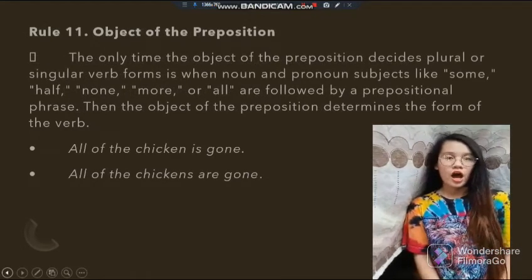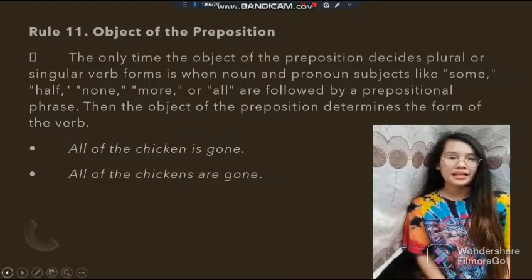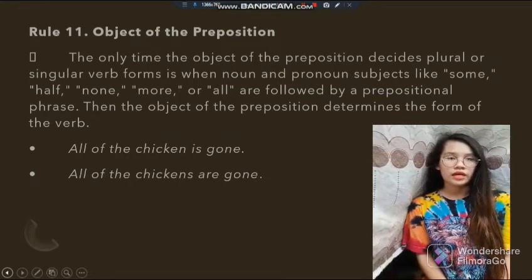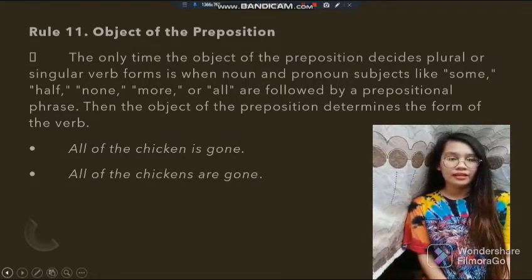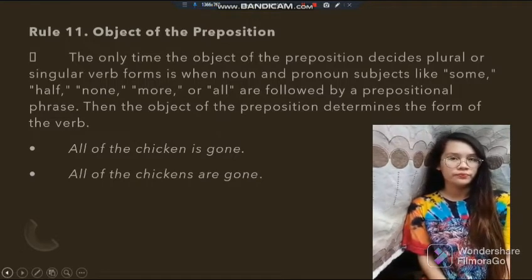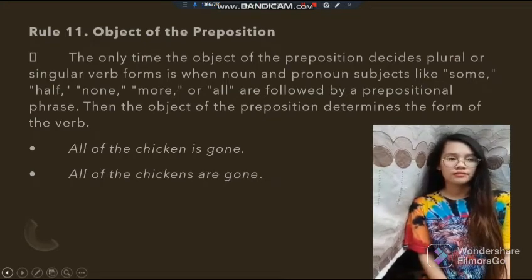Rule 11. Object of the preposition. The only time the object of the preposition decides the plural or singular verb form is when noun and pronoun subjects like some, half, none, more, or all are followed by a prepositional phrase. Then, the object of the preposition determines the form of the verb. For example, all of the chicken is gone. All of the chickens are gone.